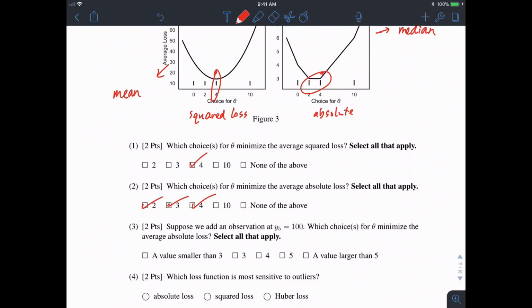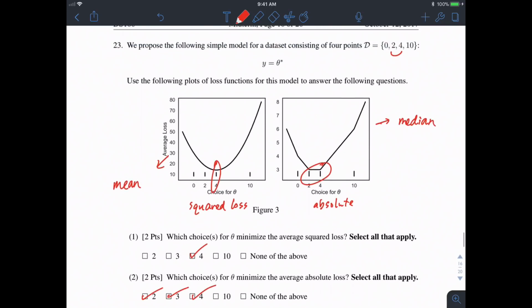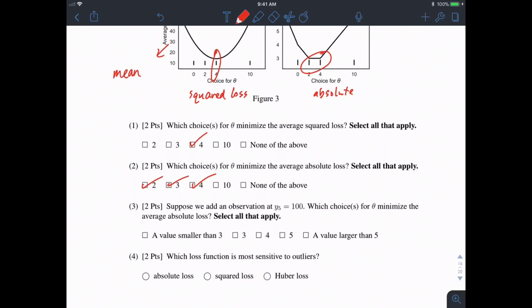Now, in part 3, we're told that suppose we add an observation y5 is equal to 100. Which choices of theta would minimize the average absolute loss? Well, now if our points are 0, 2, 4, 10, and 100, the median is precisely 4. Okay? Because for average absolute loss, the minimizing value is the median.